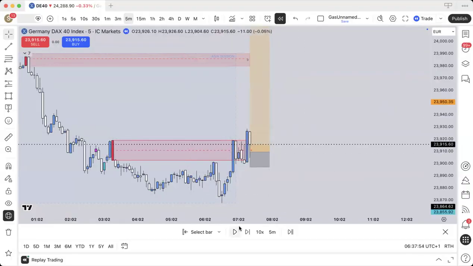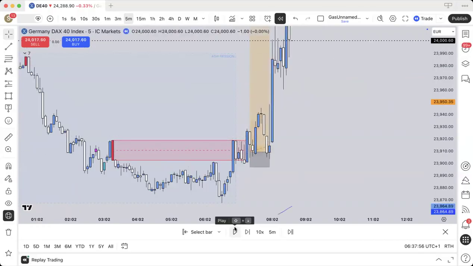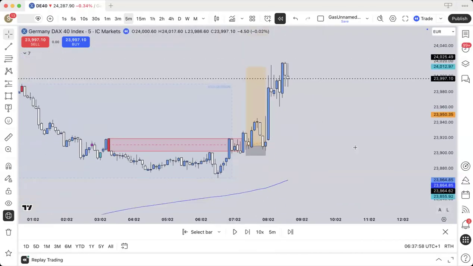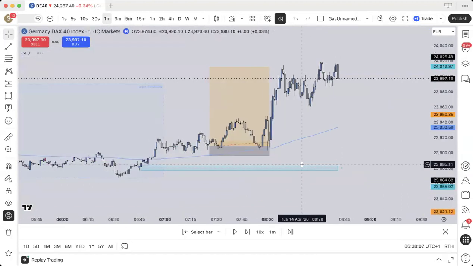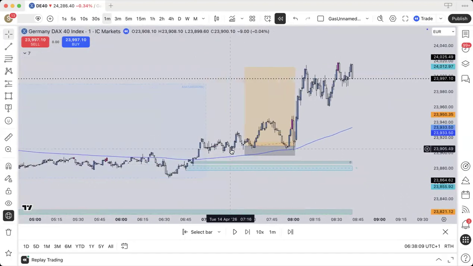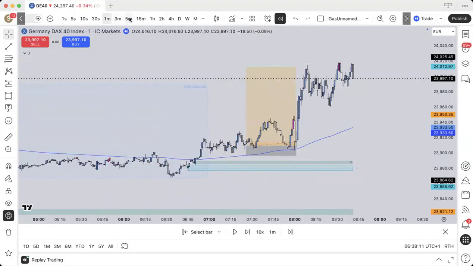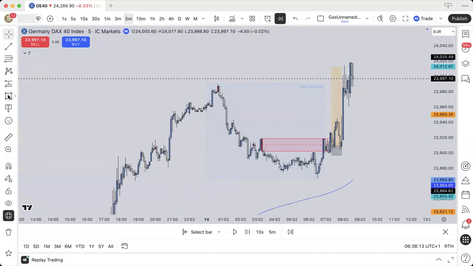So we could be only looking at 5 minute sessions here at the moment. And again, obviously with this one here, we've broken through. I don't know why I've set my order block there. Maybe I was looking for a 1 minute entry on this one. So let's just quickly go over what my trade was on this.